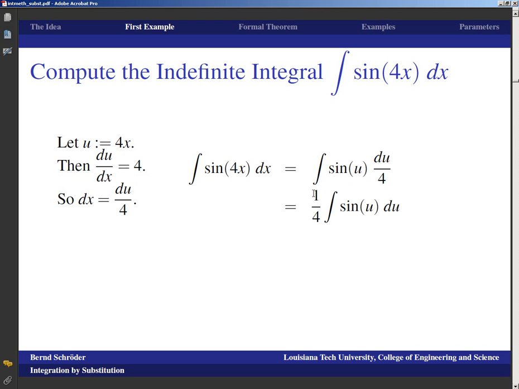Once we've got that, well, this is just 1/4 integral sine u du, and we know the antiderivative of the sine function is the negative cosine function, so this is 1/4 negative cosine u plus c. But we wanted to have our function, of course, in terms of x, so we replace the u again. So this is negative 1/4 cosine 4x plus c, and that supposedly is the answer.